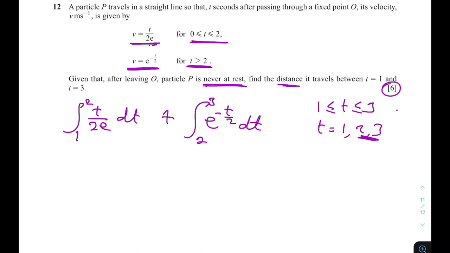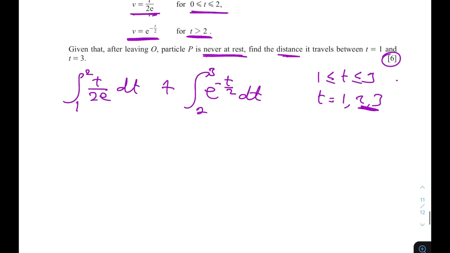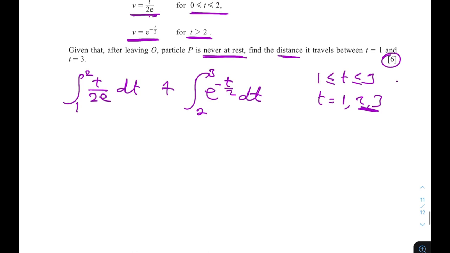Unless you break it up, you can't do it. You need to know that there's no velocity that they gave that captures from 1 to 3, but rather you can break it as from 1 to 2, and then from 2 to 3. That's how students were expected to answer this particular question. So now let's integrate this one.